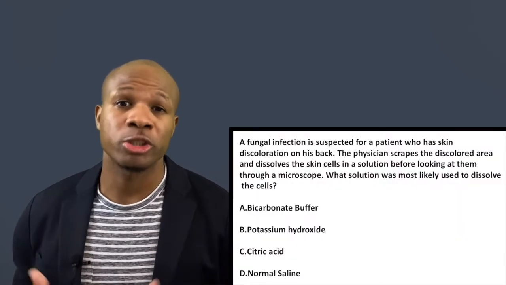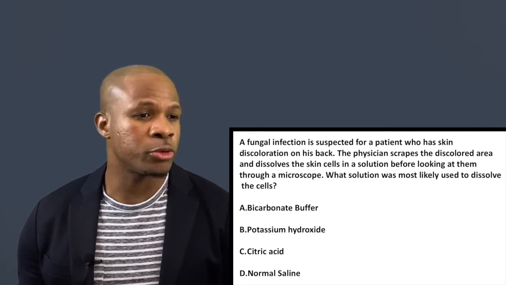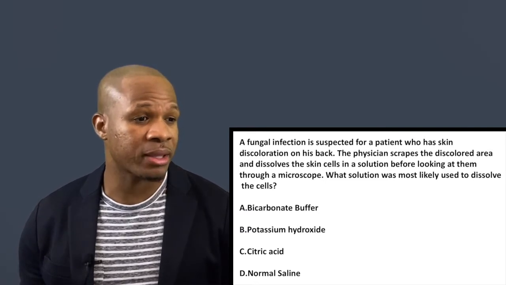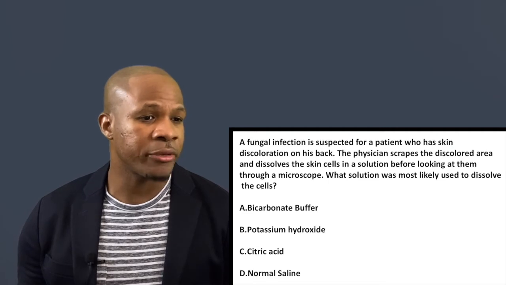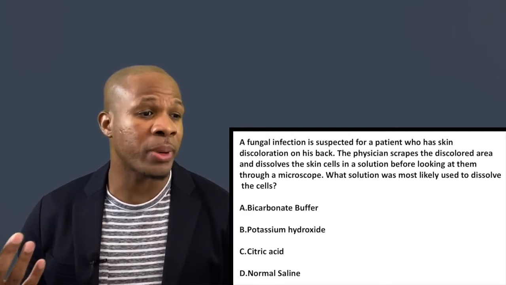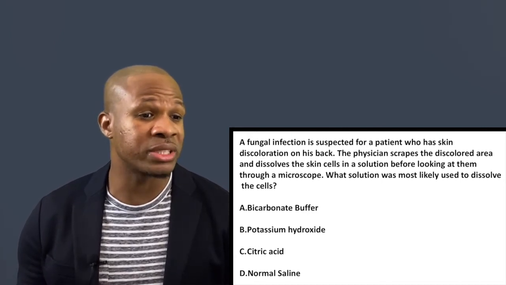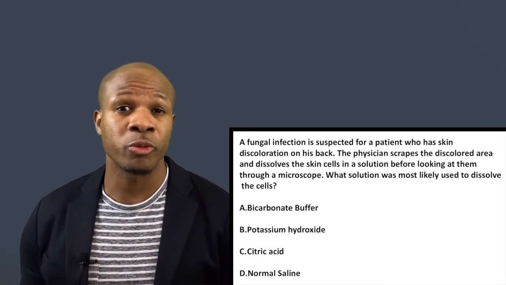Question number 1. Question number 1 says, a fungal infection is suspected for a patient who has skin discoloration on his back. The physician scrapes the discolored area and dissolves the skin cells in a solution before looking at them through a microscope. What solution was most likely used to dissolve the cells? We have to be familiar with what's going on here.